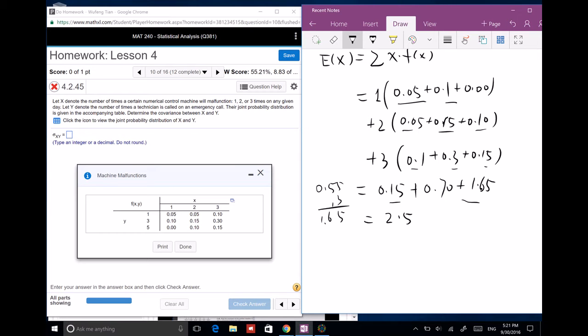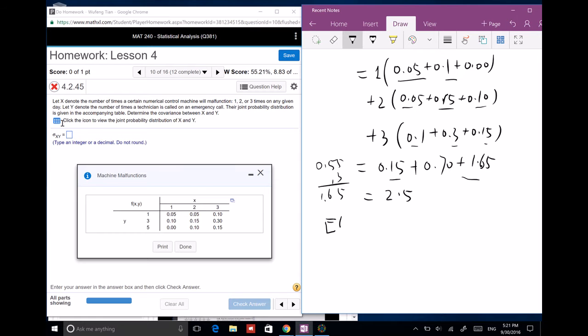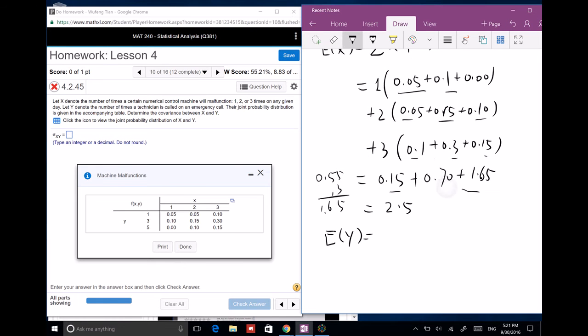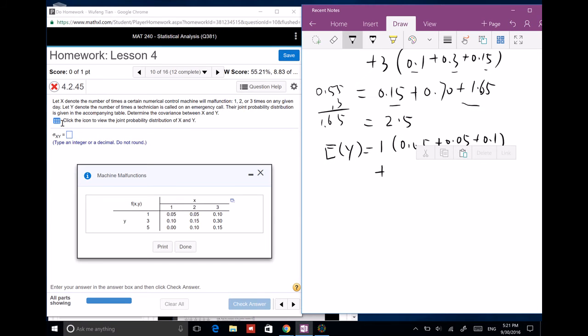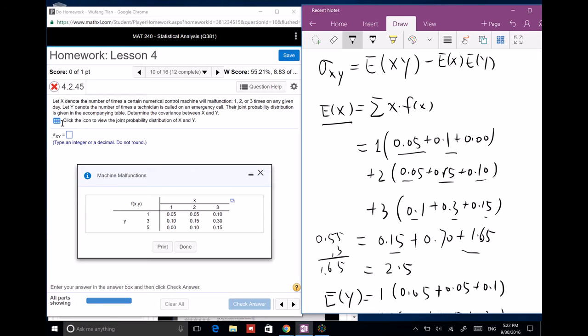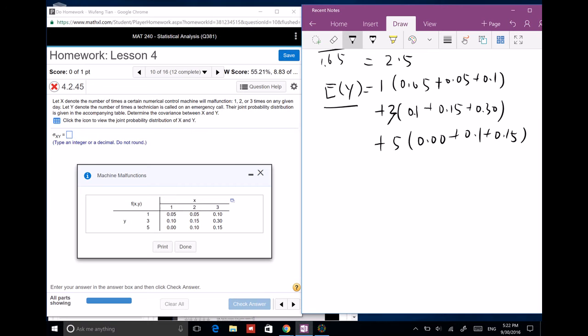In the same way, you can find E of y. When y equals 1, the first row is 0.05 plus 0.05 plus 0.1. Plus, when y equals 2, and y equals 3, the probability of y is 0.1 plus 0.15 plus 0.30, plus y equals 5, 0.00 plus 0.1 plus 0.15. So once you find E of x and E of y, you plug them into the formula. But next we have to find E of xy.